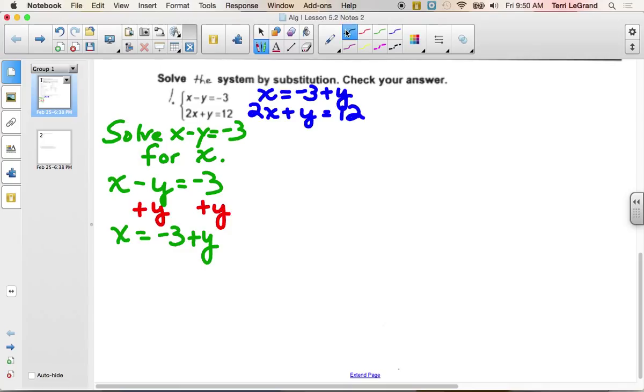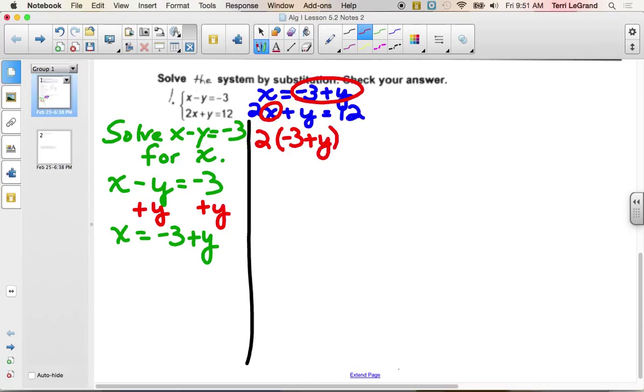Because now we're actually ready to do what we did yesterday. We circled the expression that the single variable was equal to and said that has to go into the other equation for that variable. So we're ready to do our substitution step. So 2 times (-3 plus y) equals 12. Okay, go ahead and solve for y.